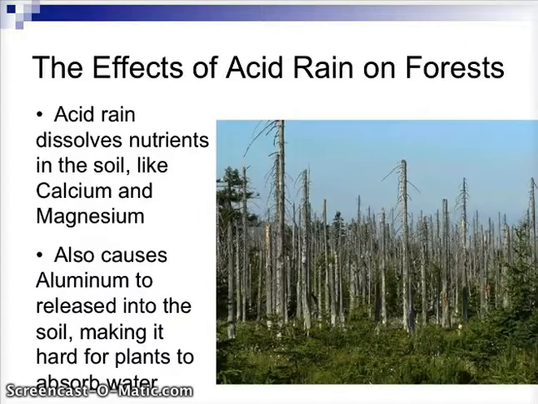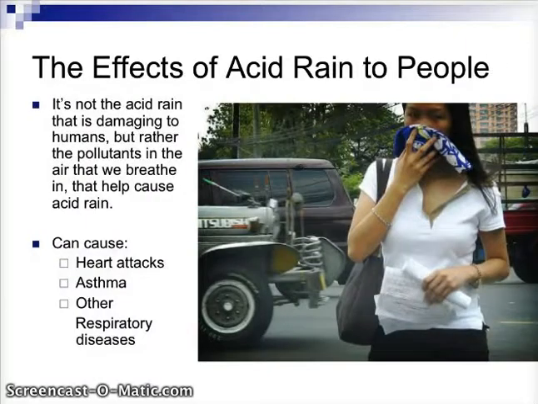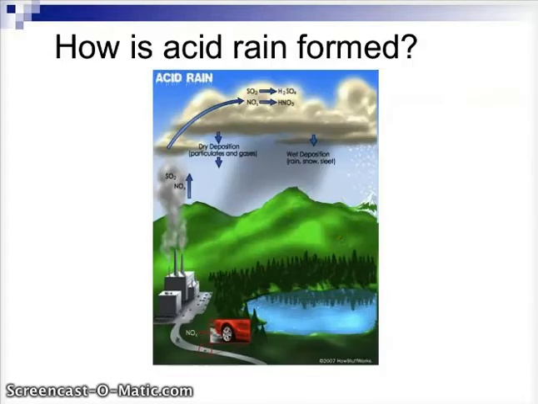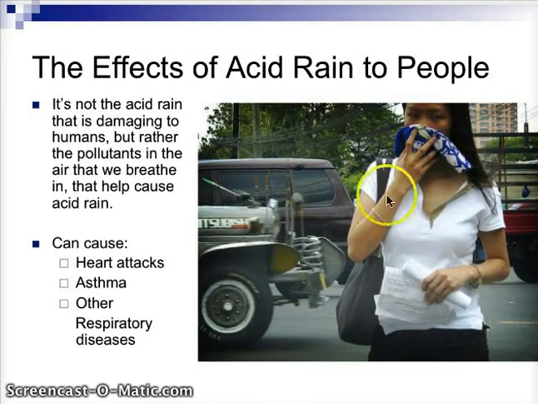Now people can be affected by acid rain as well, or acid precipitation. In some people, it can create heart attacks, respiratory diseases, asthma, and these are all things that negatively impact us. So our pollution that we are creating, our sulfur dioxides, our nitrous oxides going up into our clouds, and then eventually coming down as rain, as we see here, can negatively affect us. And as we see this woman in this picture, just covering her mouth.